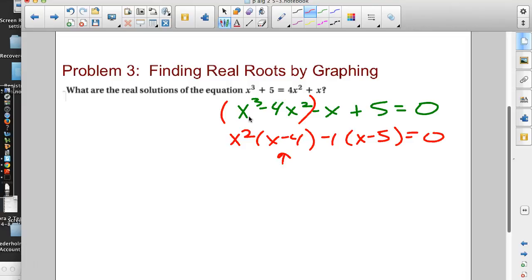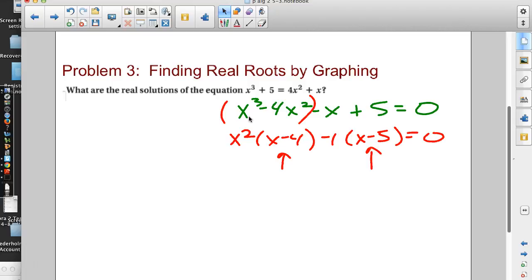These two are not the same factor. Now, it could be that if we rearrange the terms somehow, we might get this factorable by grouping. But no, not with this one. It isn't going to happen. So that tells us we have to use another method. And that's where we grab the graphing calculator and see if we can figure out what they are.